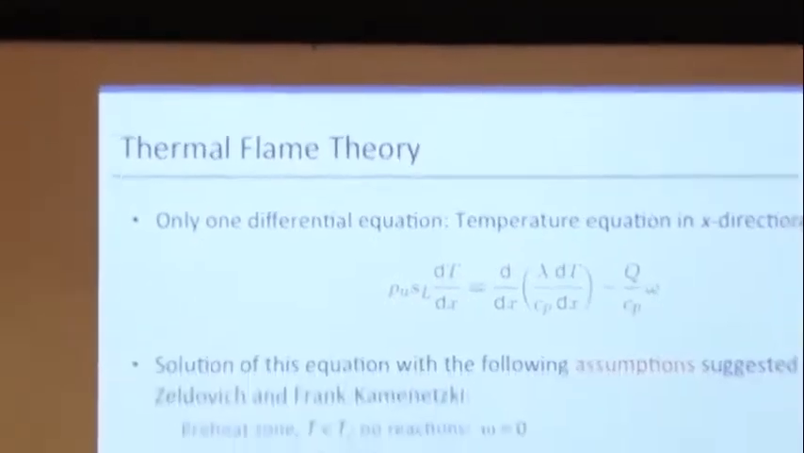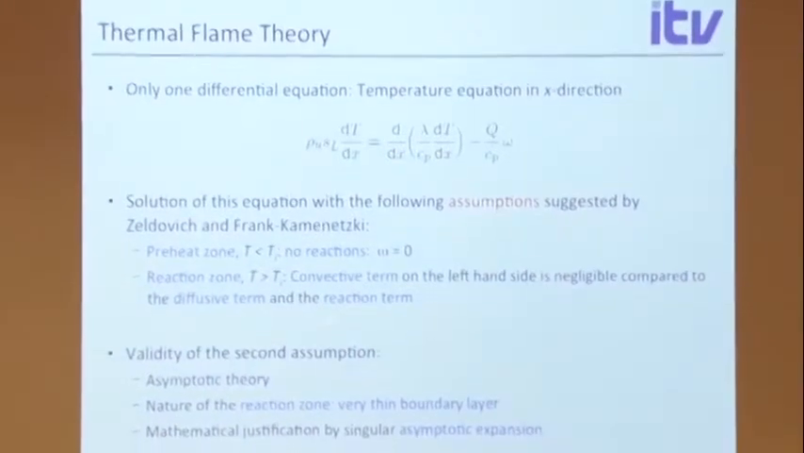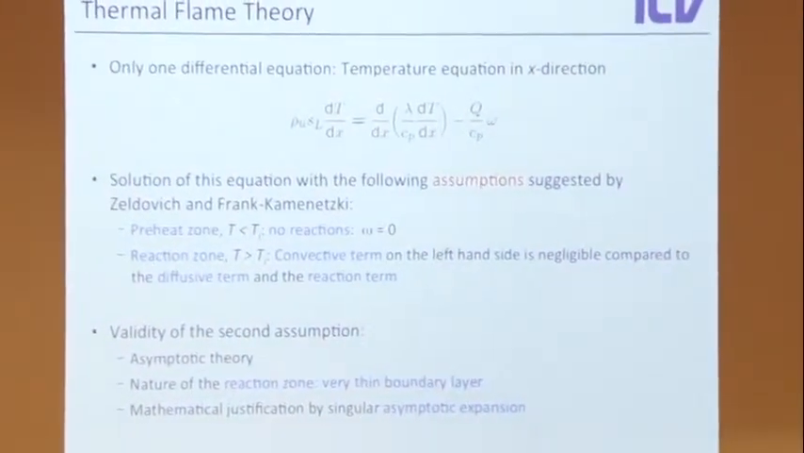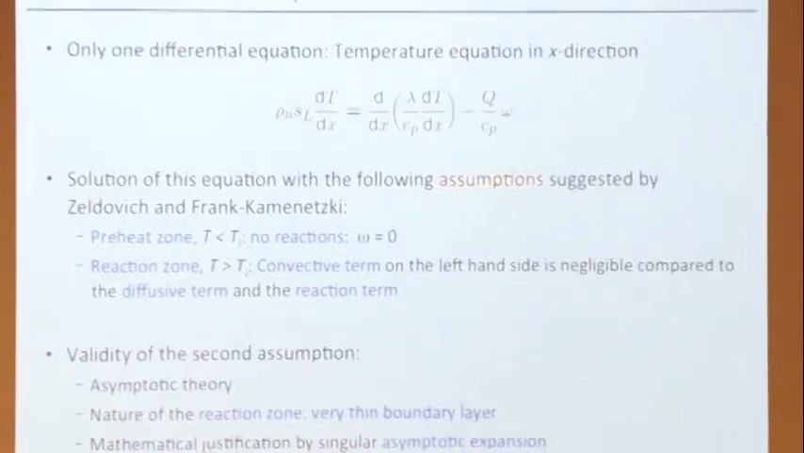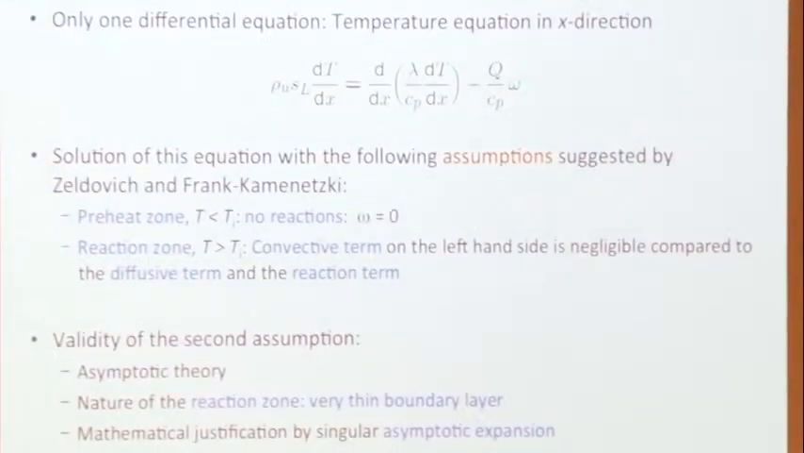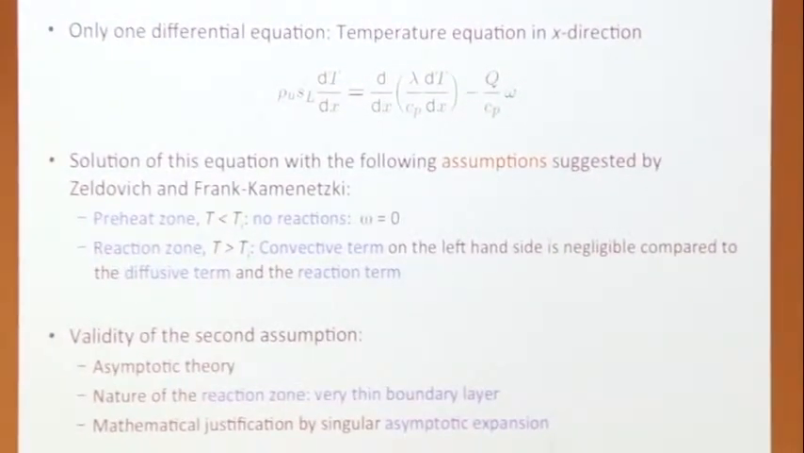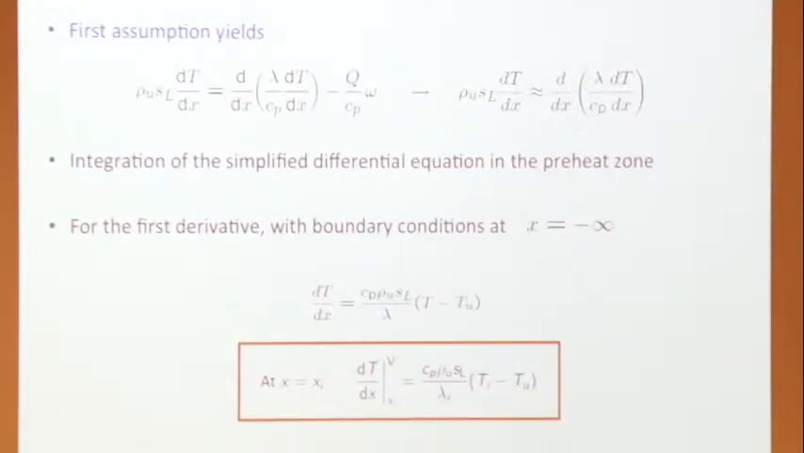Now, here we don't argue very much, but you can compare these terms here also using asymptotic theory or singular asymptotic expansion. You can also argue the reaction zone itself is a very thin layer, like a boundary layer, and therefore the diffusive term must be very, very large, and because of this the convection term should be small. So there are different arguments you can make. So now, if we do the analysis, we look at the first assumption.